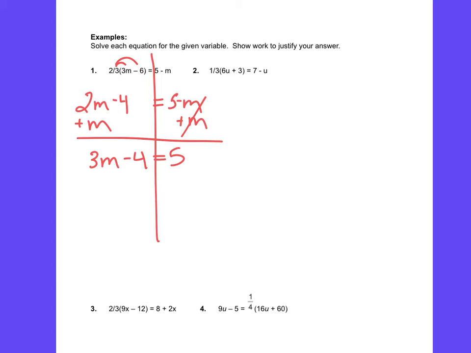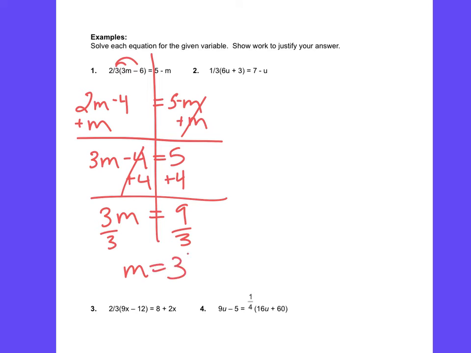Am I down to one variable? Yes, now I am. So now I can enter that house. Addition or subtraction, I know it's going to be addition. Multiplication or division, division. And I can't simplify, so I'm good on that one. Go ahead and try the others on your own. Pause here.